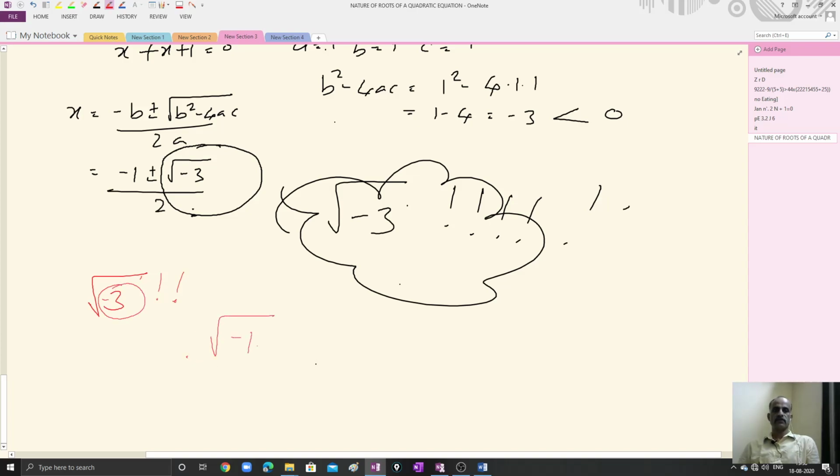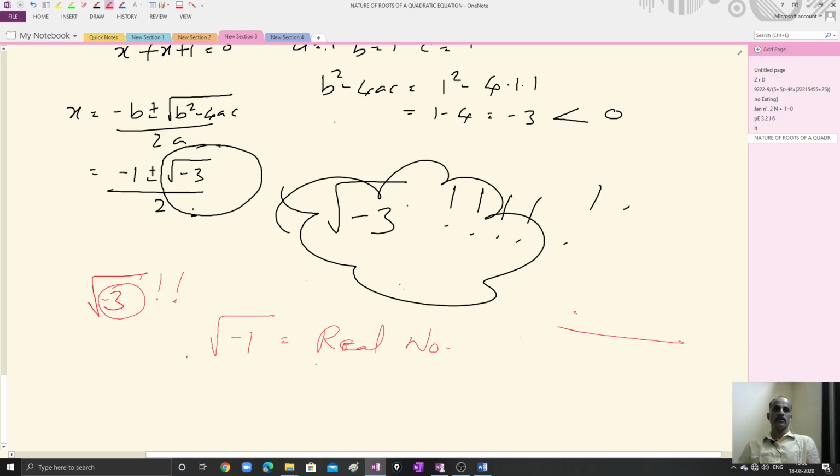Square root of a negative 1, what is that? It is not a real number. There is no real number whose square is negative. If you take the root of any negative number, it won't be a real number. So, root of a negative number cannot be a real number.